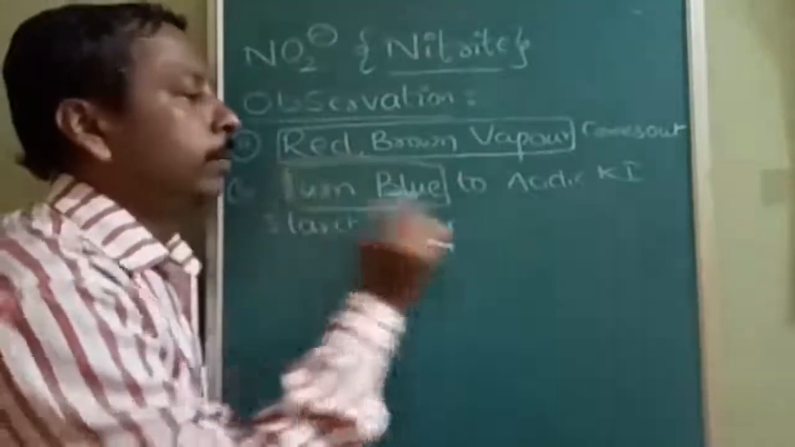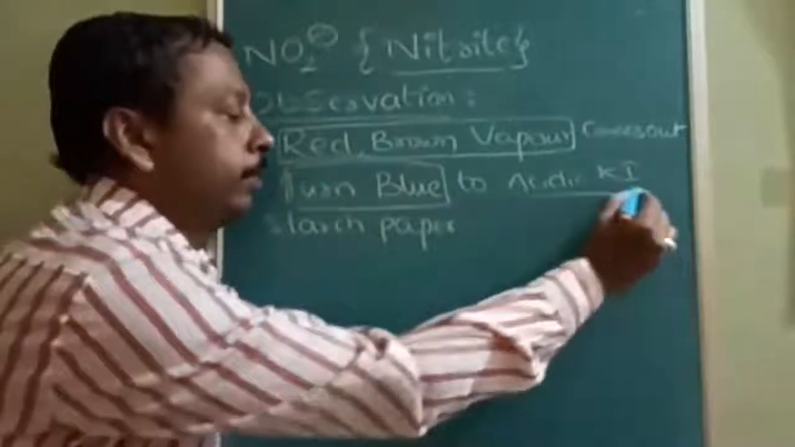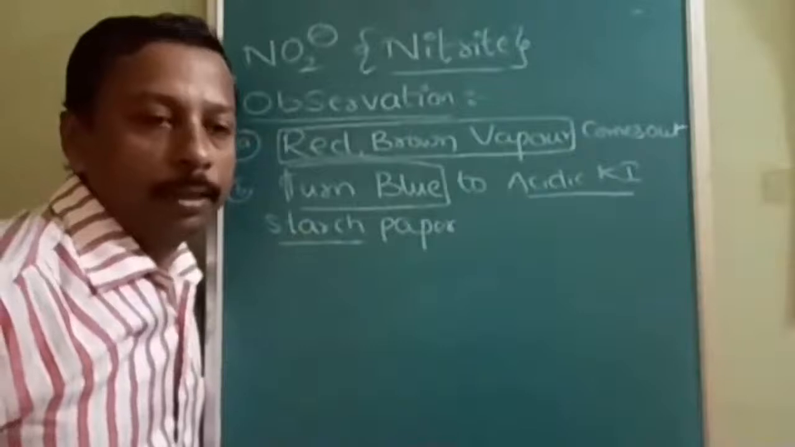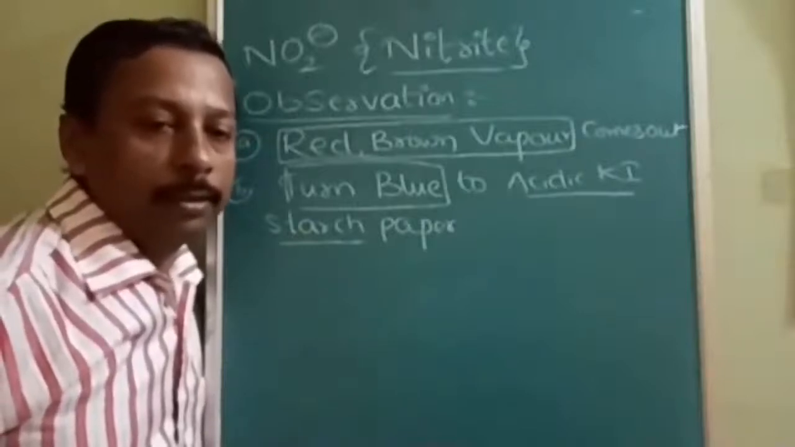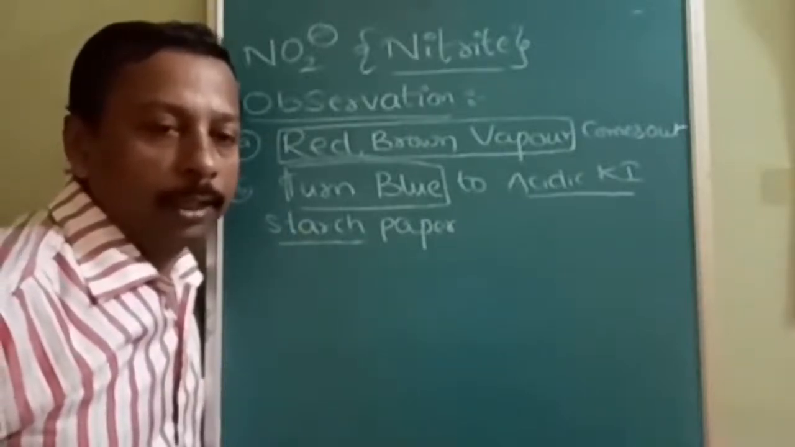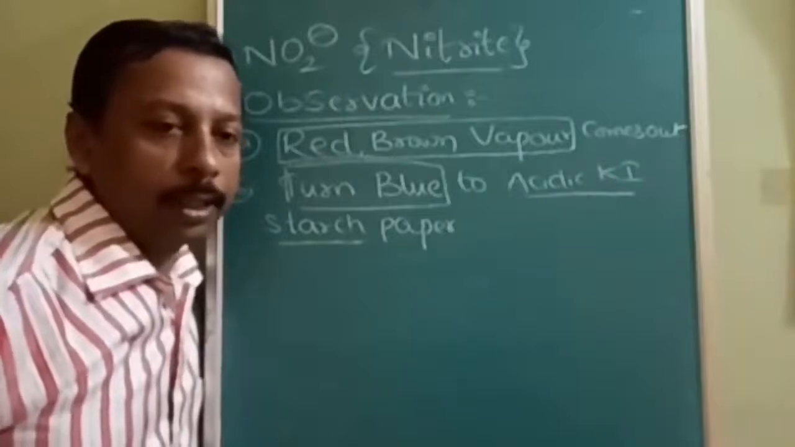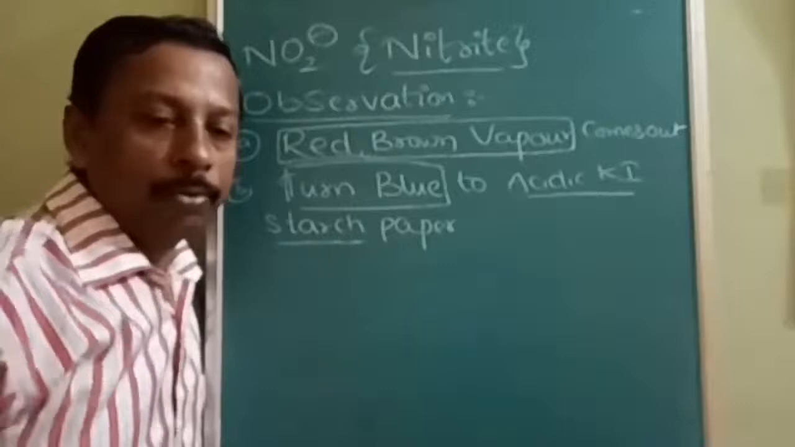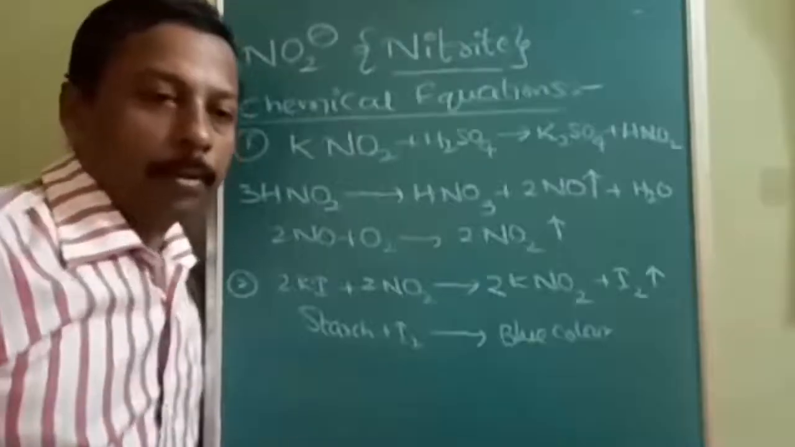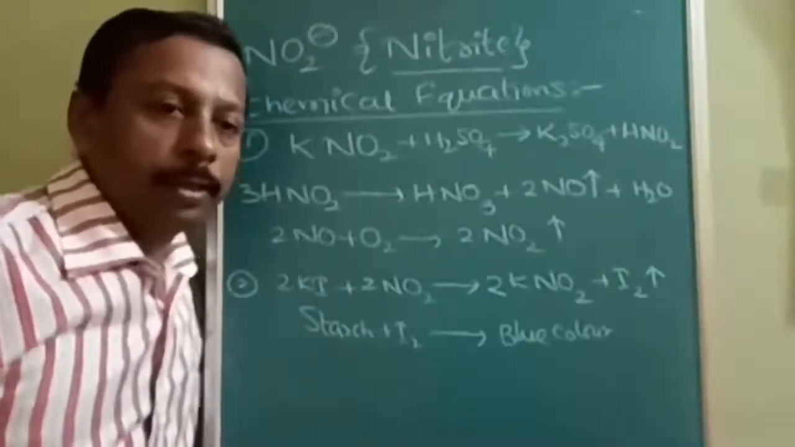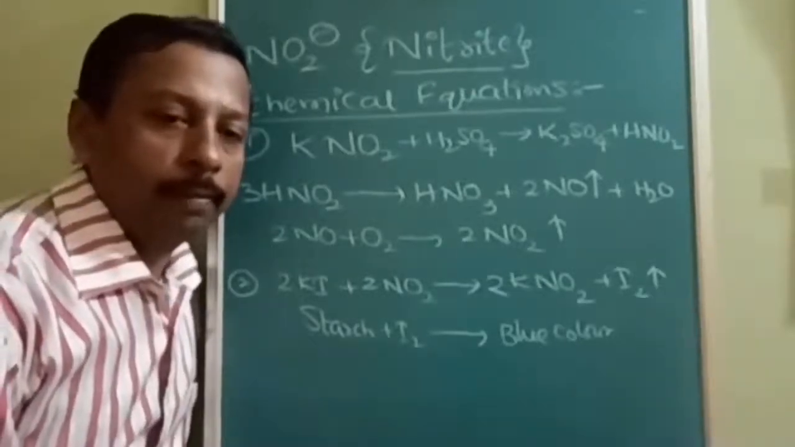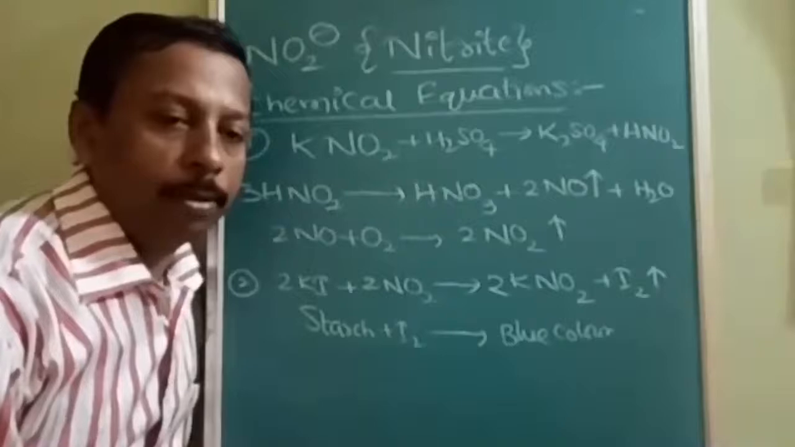When it is treated with acidic potassium iodide starch paper, when the given salt is in contact with acidic potassium iodide starch paper, that starch paper converts into which color? Blue color. Okay, we have made two observations for the nitrite. First observation is brown colored, reddish brown color gas.